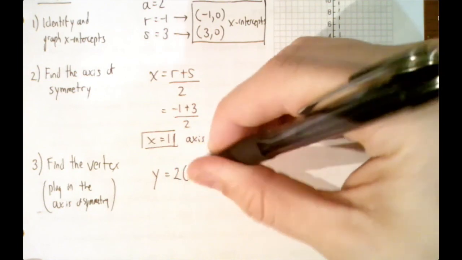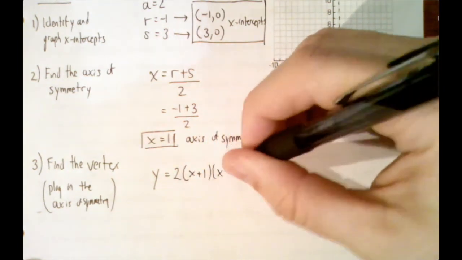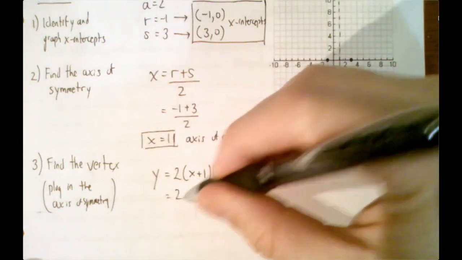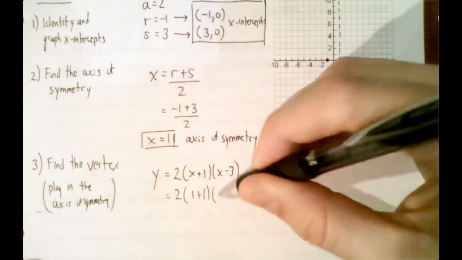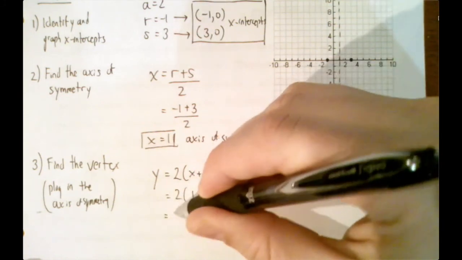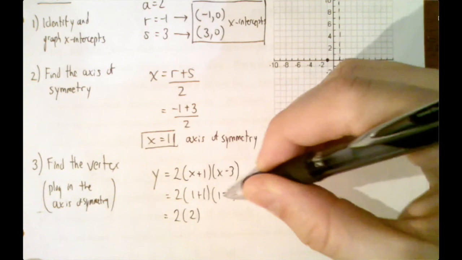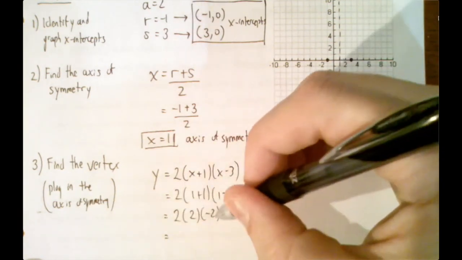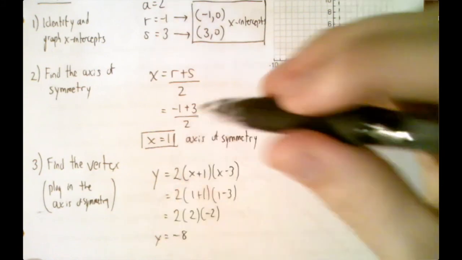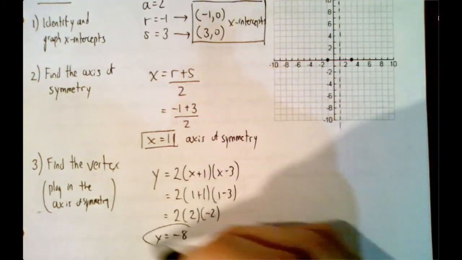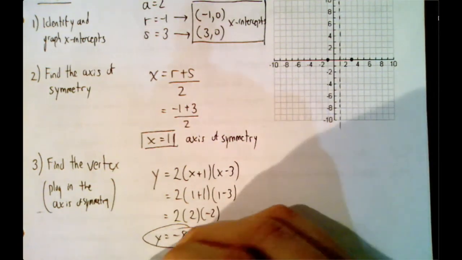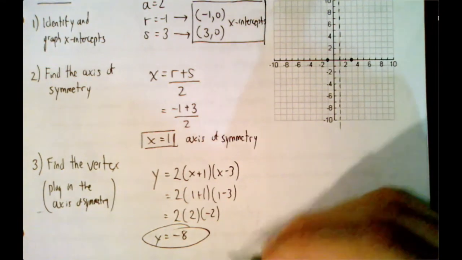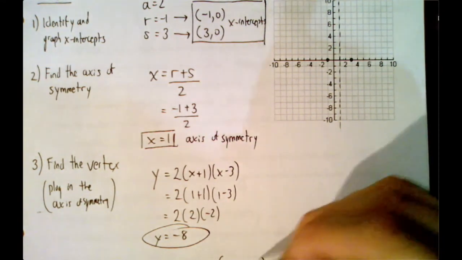The equation is 2 times x plus 1, x minus 3. Axis of symmetry is 1, so we're going to plug it in. 2, 1 plus 1, 1 minus 3. Let's do a little math. 1 plus 1 is 2, 1 minus 3 is negative 2. We've got 2 times 2 is 4, times negative 2 is negative 8. There's the y. So we can now say, therefore, the vertex is 1, negative 8.